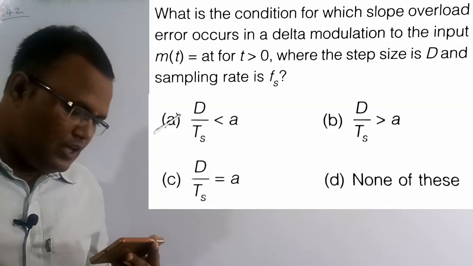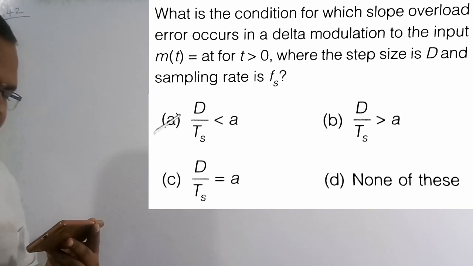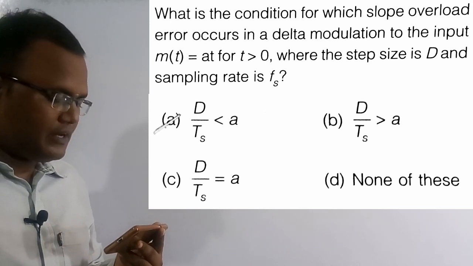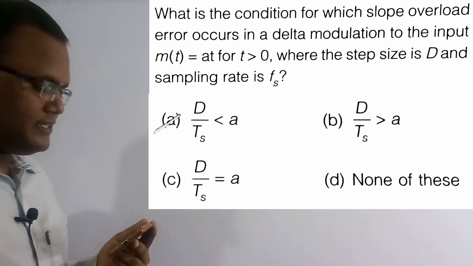Now we are going to solve the 142nd question. What is the condition for which slope overload error occurs in a delta modulation for the input m of t equal to at for t greater than 0, where the step size is delta and the sampling rate is fs?